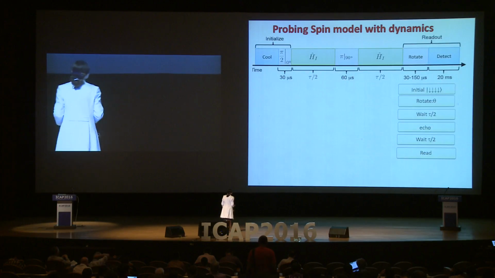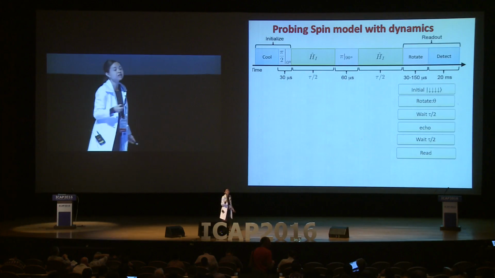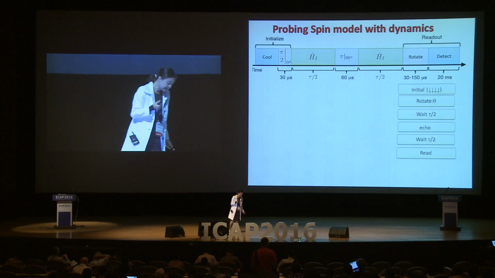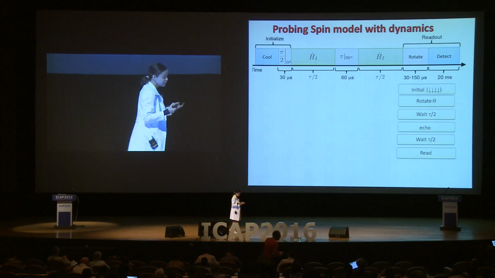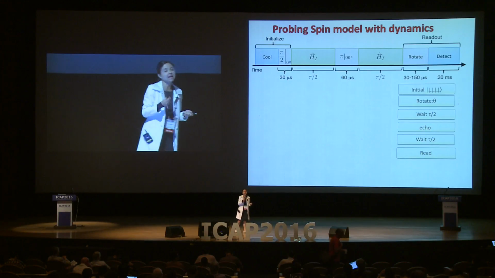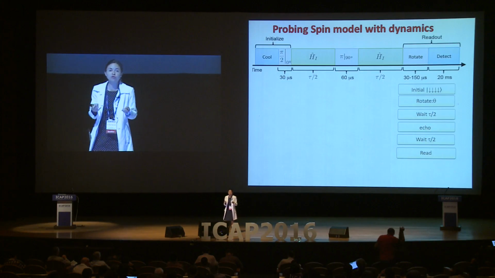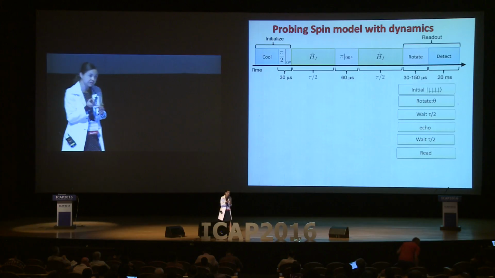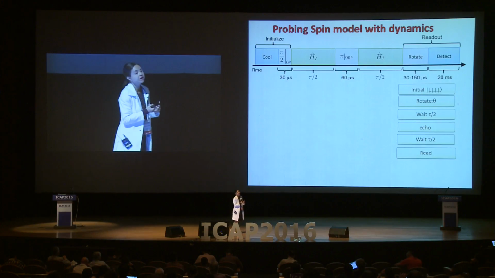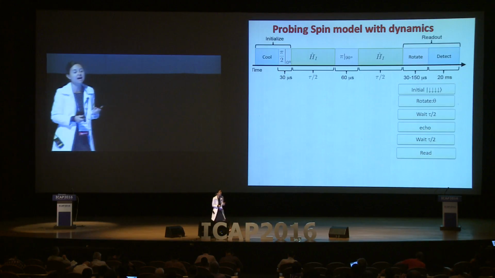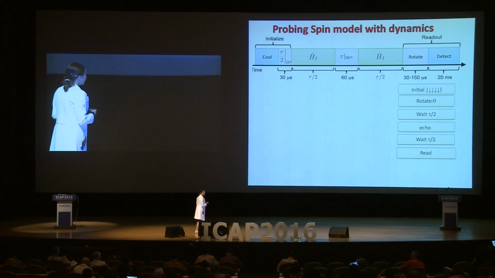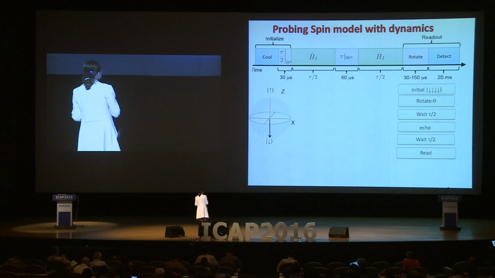All right, so how are we going to characterize and benchmark the spin model? Well, the technique that we are going to use is a type of Ramsey spectroscopy. At JILA, for example, we have used it before to characterize dipole-dipole interactions between molecules, to measure spin interactions between strontium atoms. In this case, we are going to apply it to the ions. And the technique is straightforward.